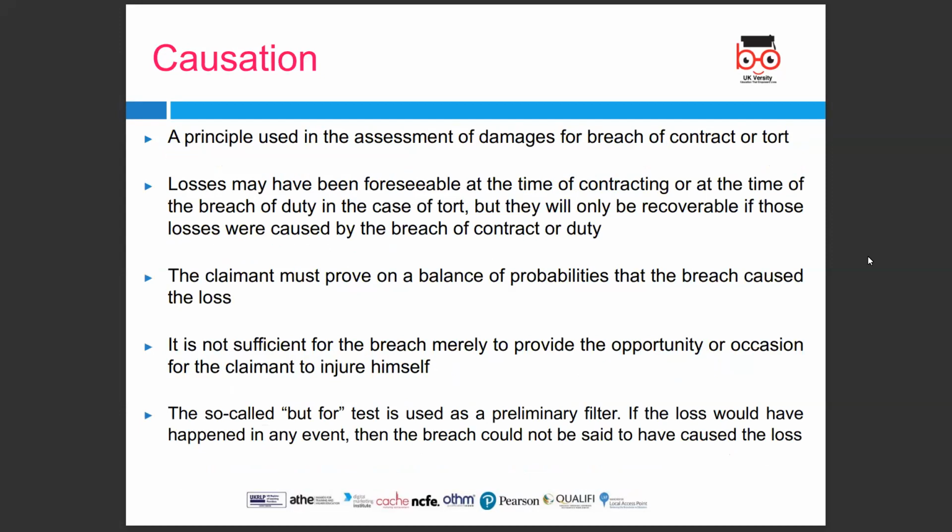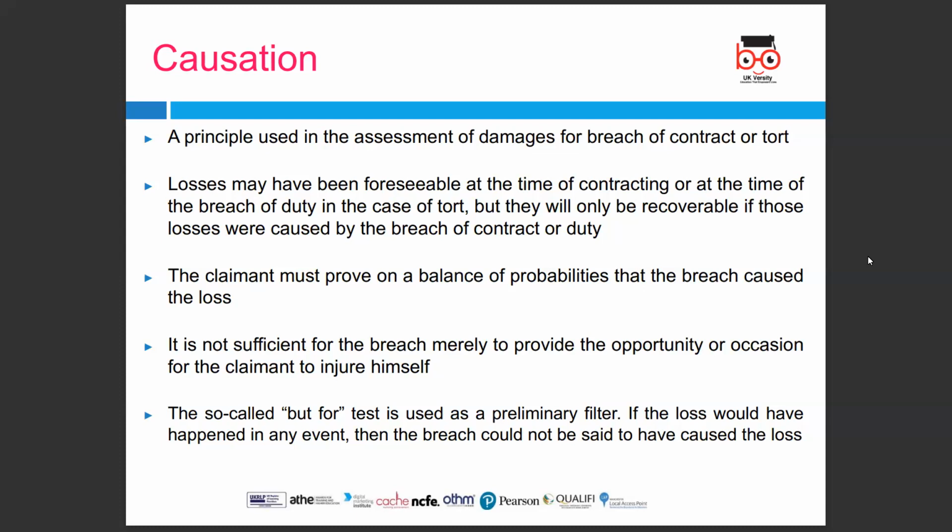Causation. This is a principle used in the assessment of damages for breach of contract or tort. Losses may have been foreseeable at the time of contracting, or at the time of the breach of duty in the case of tort, but they will only be recoverable if those losses were caused by the breach of a contract or duty. The claimant must prove on a balance of probabilities that the breach caused the loss. It is not sufficient for the breach merely to provide the opportunity or occasion for the claimant to injure himself.